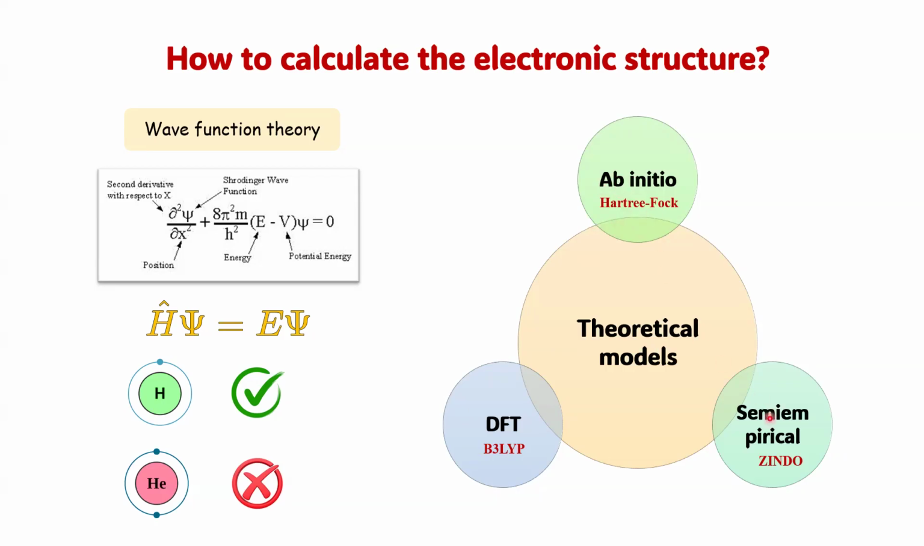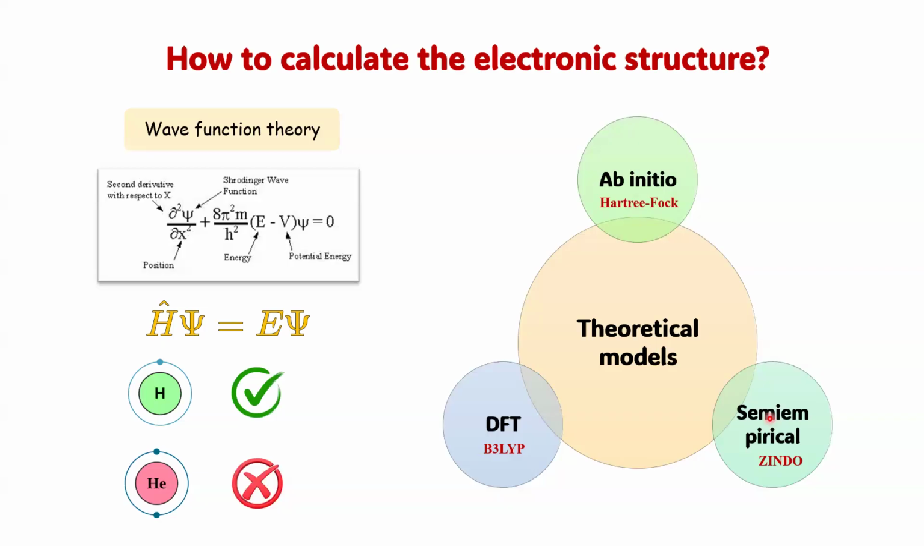The next one is the semi-empirical method. The name itself tells us: empirical here means theoretical calculation, and semi means partly. In this method, to determine the electronic structure of your system, it considers some information from experimental data and some from theoretical data. So it is a combination of both experimental and theoretical data, whereas ab initio depends completely on theoretical information.